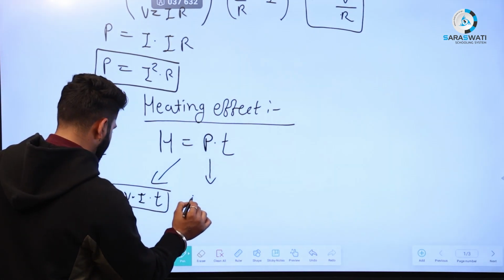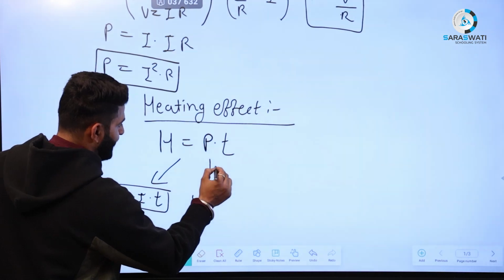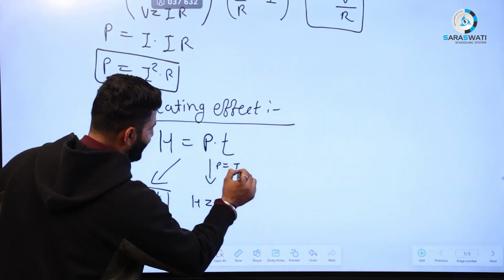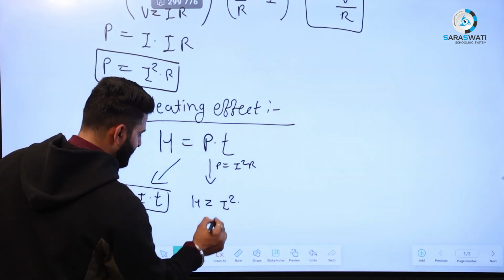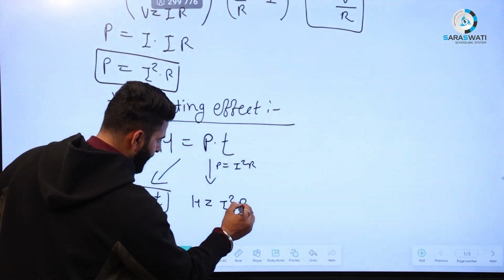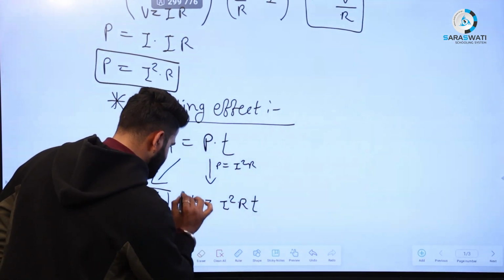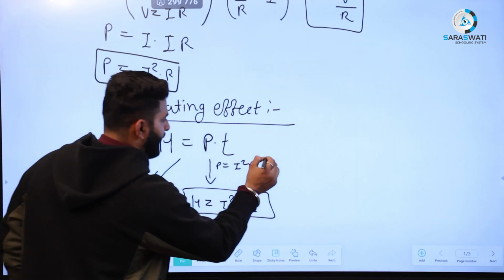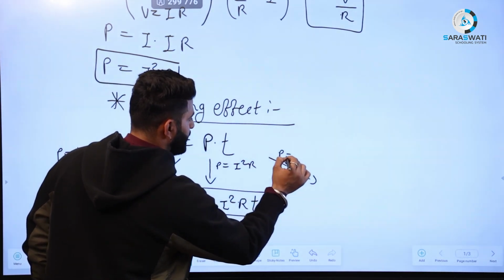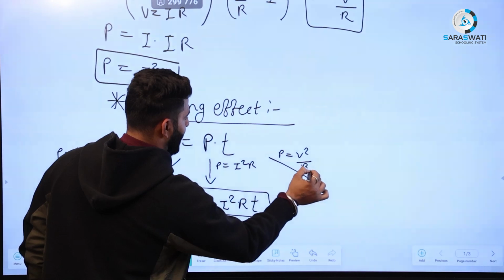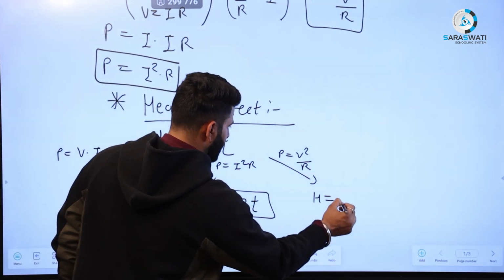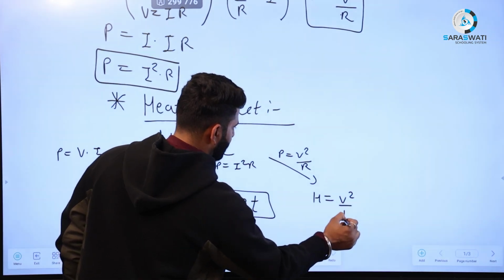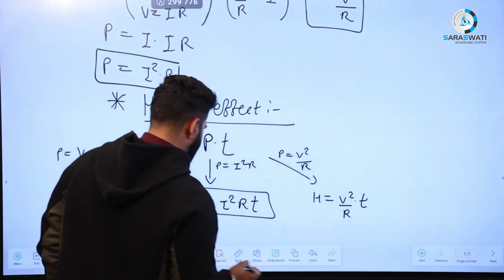Second, H is equal to, now we're going to write P is equal to I square R, so it becomes I square R into T. This is the important formula. And the third, P is equal to V square by R. We're going to put that formula also, so H is equal to V square upon R into T.